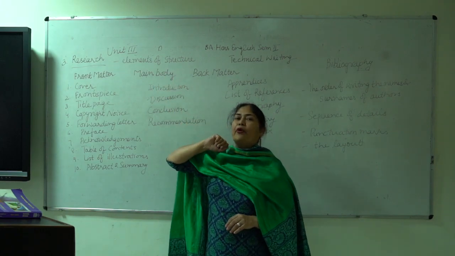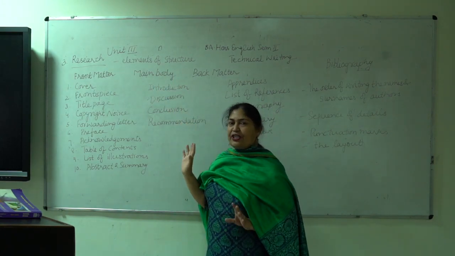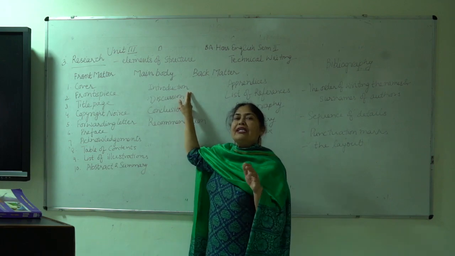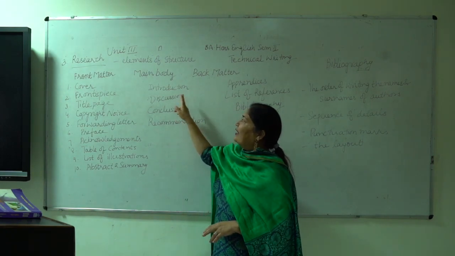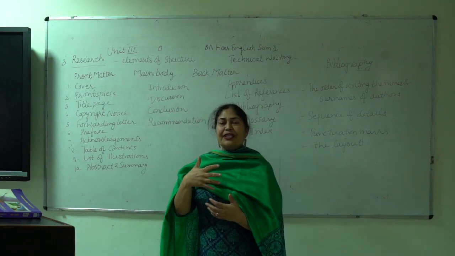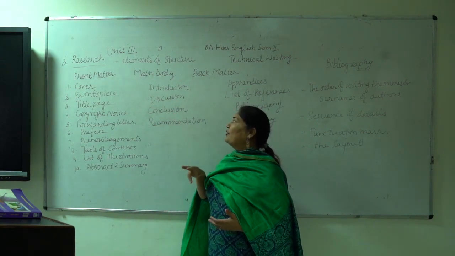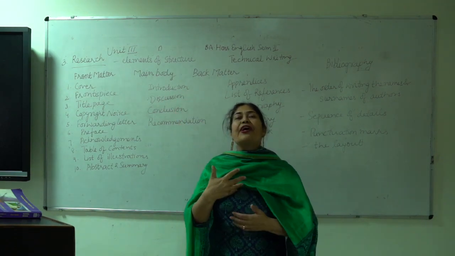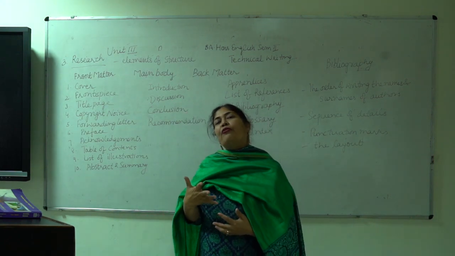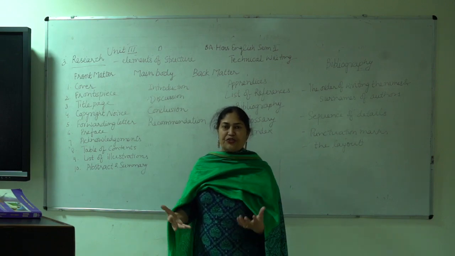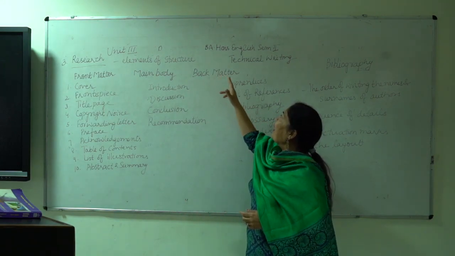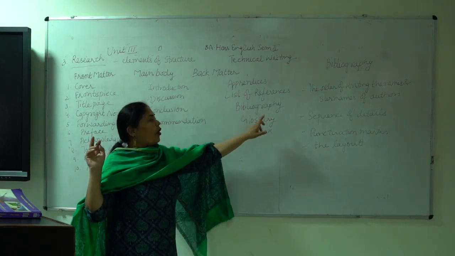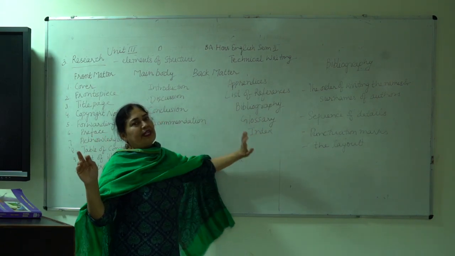Then comes the main body, when you are writing the report of the research that you have done. Under main body, you will write first of all the introduction, like what is your research about? You have to introduce your topic and then you will discuss it in detail, and then you will draw a conclusion based on your discussion and introduction, and then you will recommend. What do you recommend further, or what do you recommend your readers to concentrate on? The third matter would be the back matter, and the appendix, list of references, bibliography, glossary and index would be included in that.